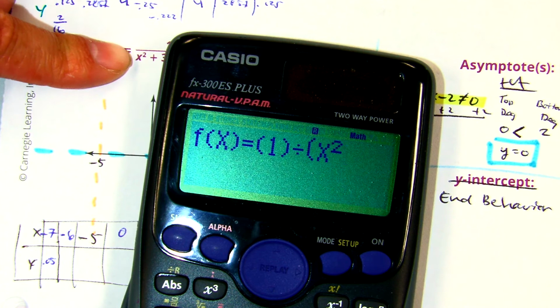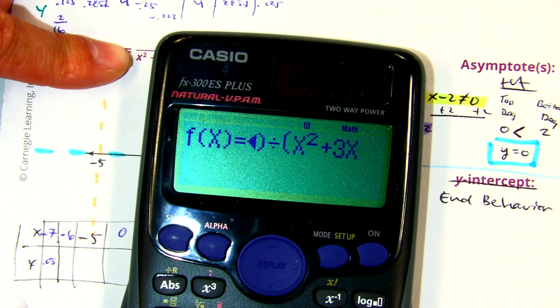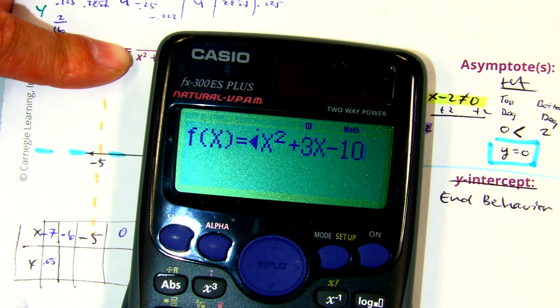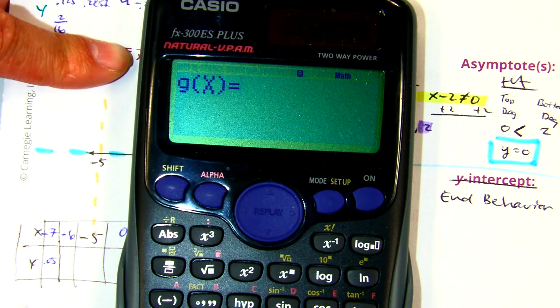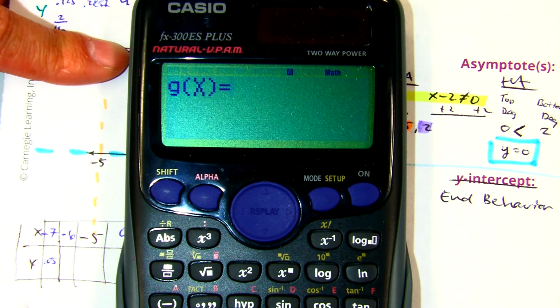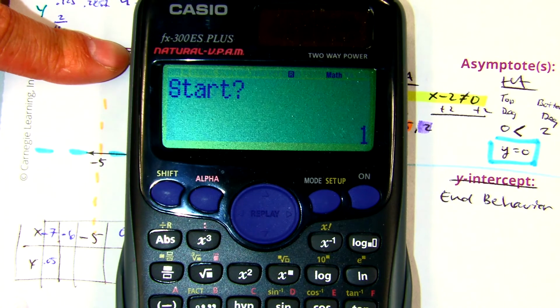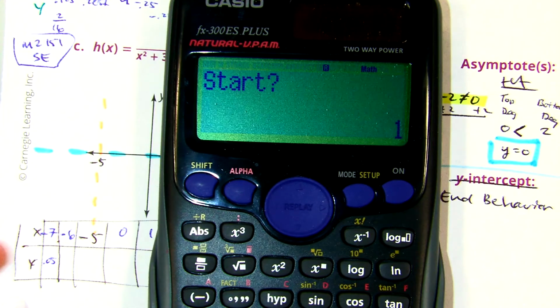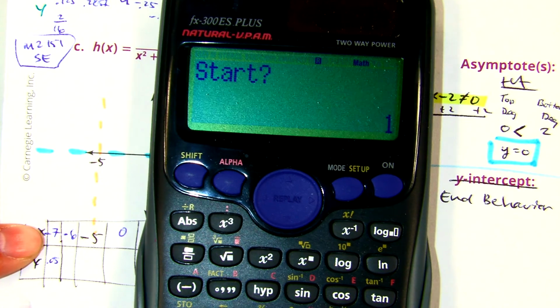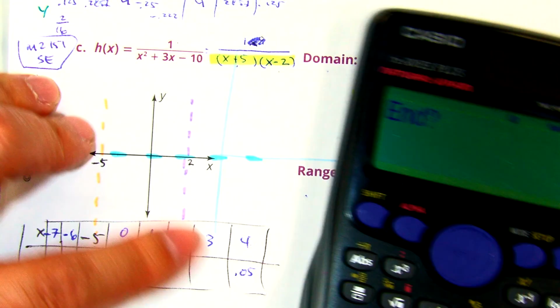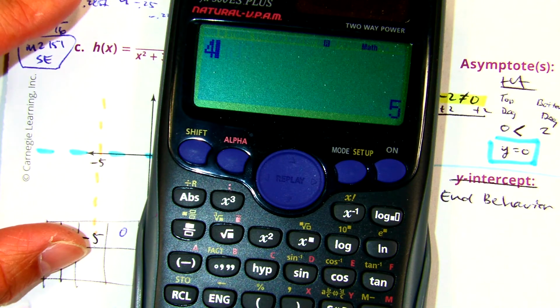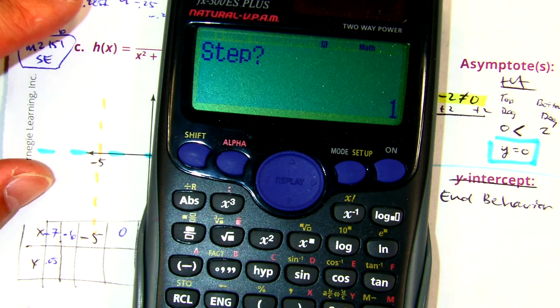plus 3x minus 10. And I'm going to press enter. This is asking me for a second function. Press enter. It's asking me where to start. I'm going to type in negative 7. It's asking me where to end. I'm going to type in 4. It's asking me how to count. I'm going to say by ones.